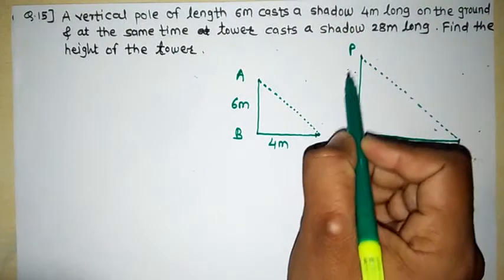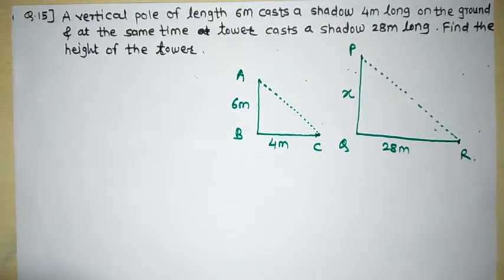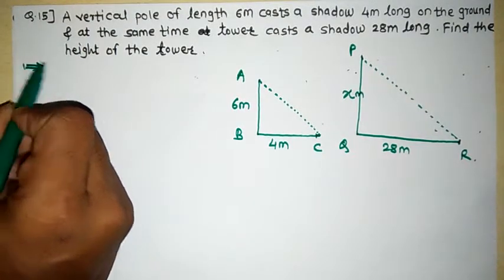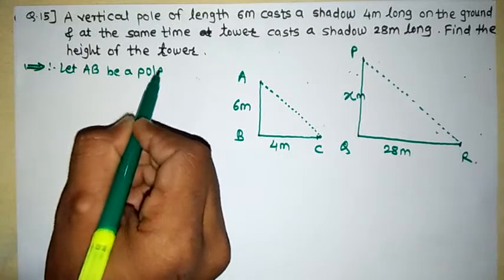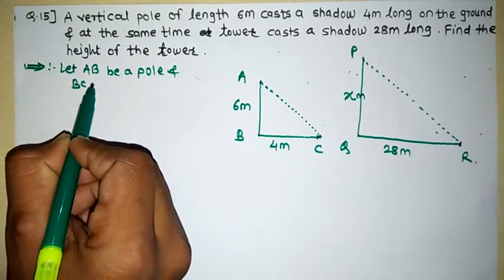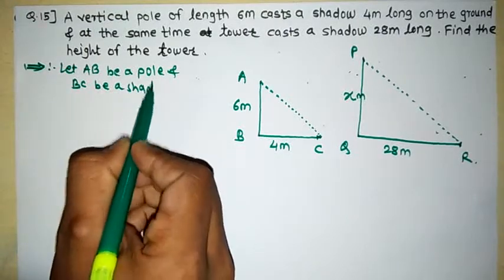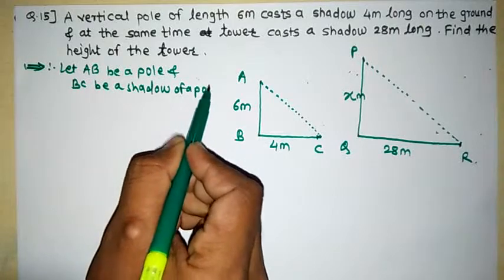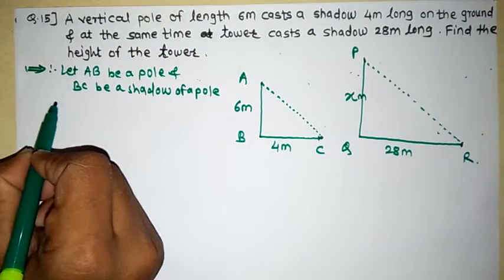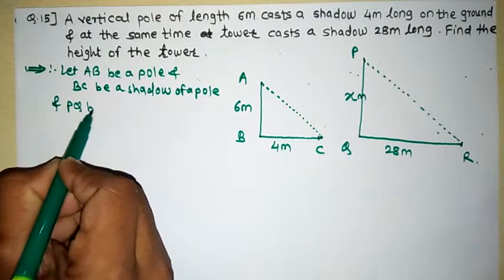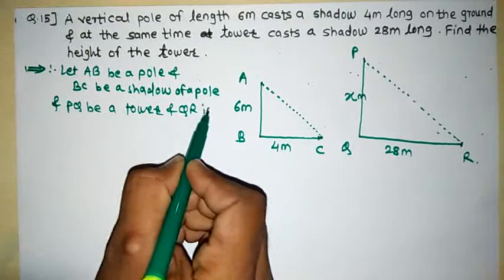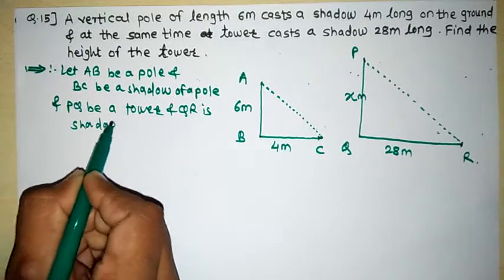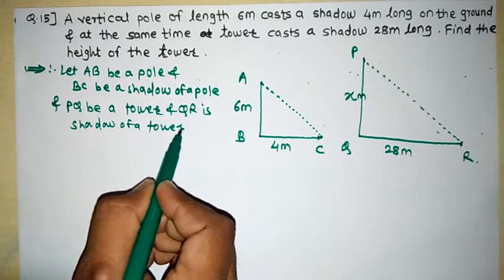Therefore, I will assume this PQ height as x meter. Let AB be a pole, and BC be the shadow of the pole, and PQ be a tower, and QR is the shadow of the tower. This much we have assumed here.